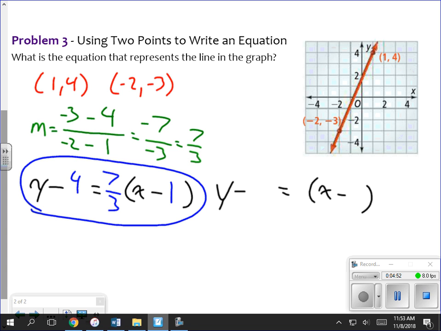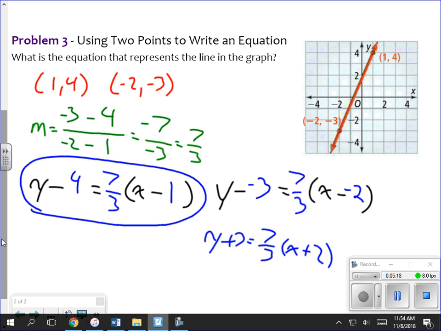Now, an alternate answer that is perfectly valid as well, y minus blank equals your slope times x minus blank, and you use the other x, y coordinate. The slope is still 7/3. But my x, y coordinate, instead of being 1, 4, I'm going to use -2, -3. So it's x minus -2, y minus -3. Clean it up a little bit. Y plus 3 equals 7/3 times x plus 2.